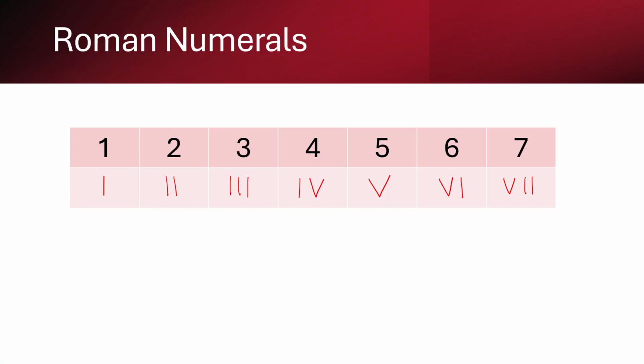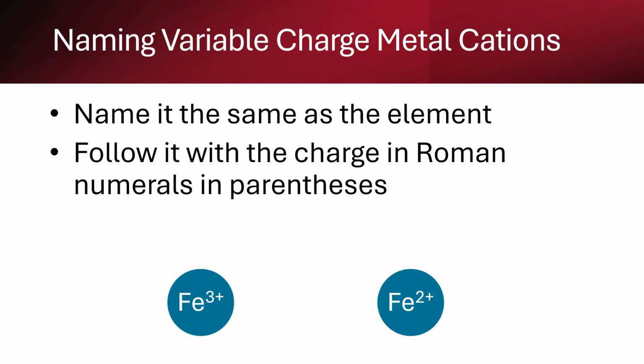For ionic nomenclature, you need the Roman numerals 1 through 7, so if you aren't familiar with those, make sure you get those under your belt. For naming all of the other metals in the periodic table, we're going to take whatever the charge is and write that charge after the name as a Roman numeral in parentheses.